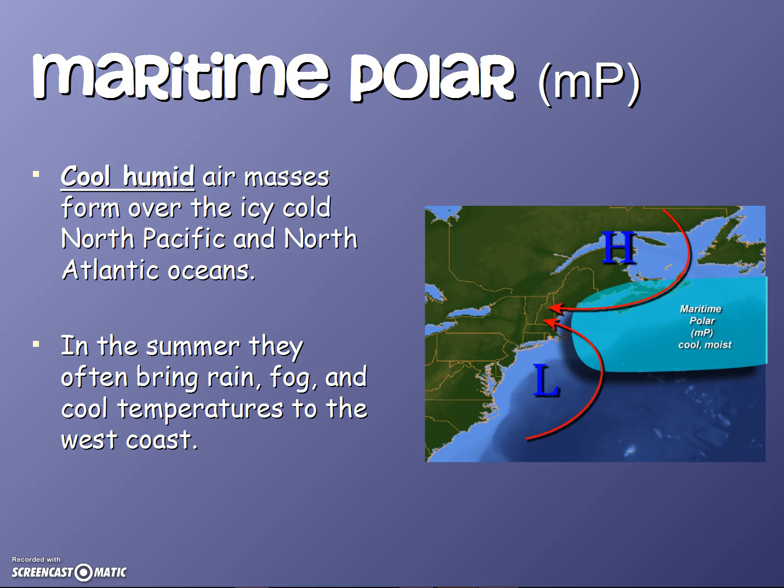Now we have maritime polar. Maritime polar is going to be cool and humid, moist air masses that form over the icy cold North Pacific and North Atlantic Oceans. In the summer, they often bring rain, fog, and cool temperatures to the west coast.